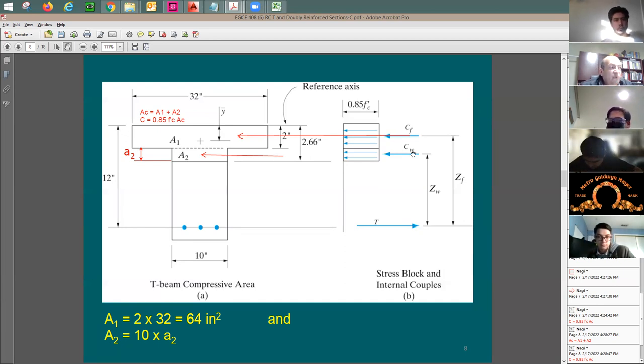And with that, I'm going to have two compression forces. Both of them are going to be equal to T, the tension force.